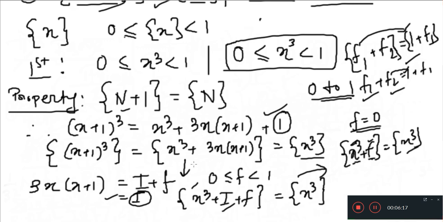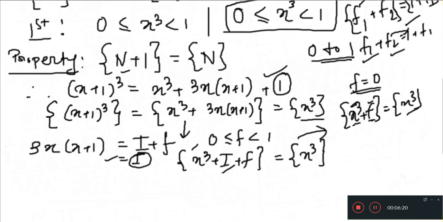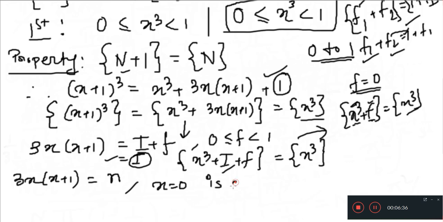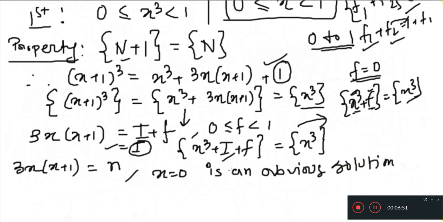Now this is where the problem gets simplified. I'm not going to dig much into the problem, but this is the crucial part. So 3x into x plus 1 has to be some integer n, right? Now first thing, x equals 0 is an obvious solution, isn't it? Now remember 0 less than or equal to x less than 1, that's also a condition, isn't it? Now this is an obvious solution.